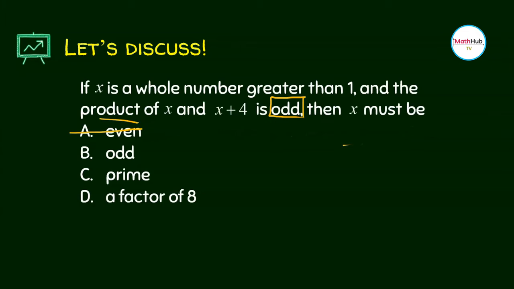Let's try B, odd. Can x be an odd number? Let's try 1. So if that's the case, x plus 4 is 5. What is now the product? 1 times 5. And the answer is odd. The answer is letter B.